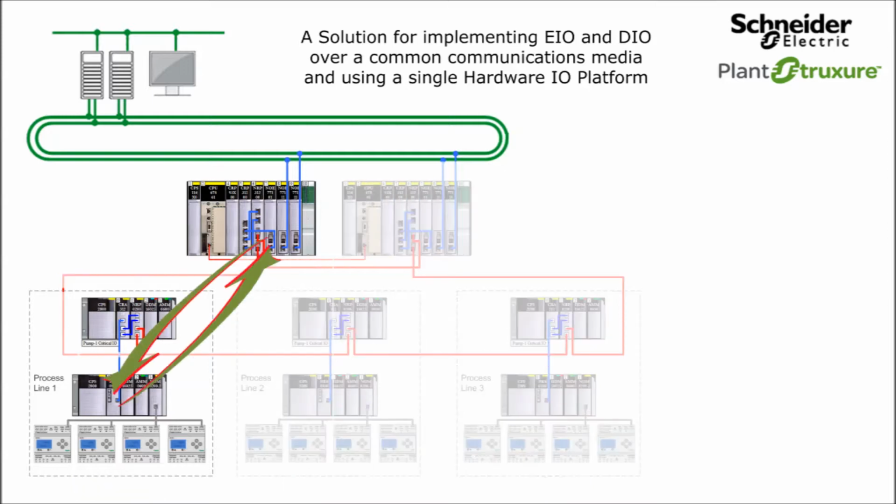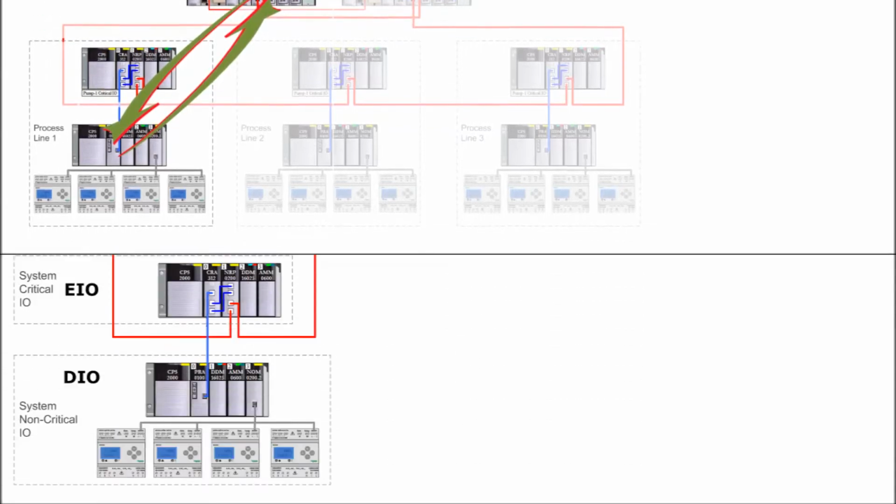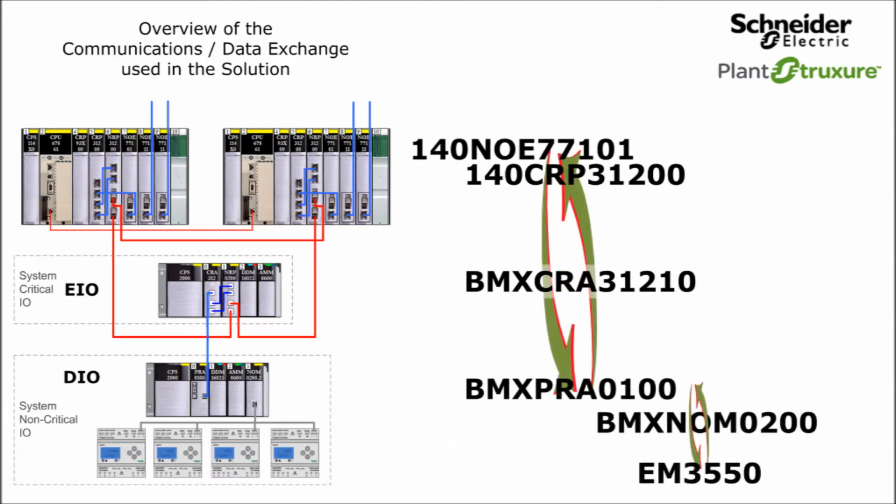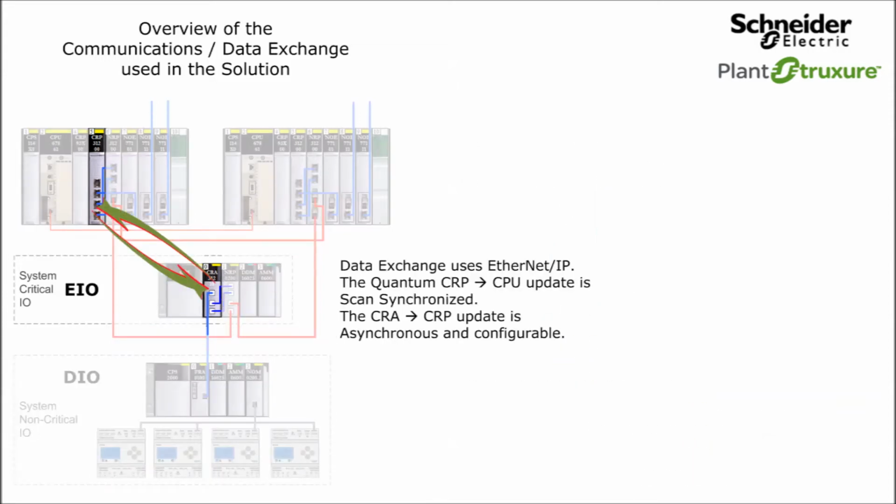Now let's take a more focused view into the communications or data exchanges. The Quantum hot standby CPUs will communicate with the EIO drops through the CRP312, and the CPUs will communicate with the DIO drops through the NOE 771, then through the CRP312 to the BMX CRA. This solution also includes X80 DIO drop managed communications with EM3550 energy meters. Here is an even more detailed view of the data exchanges.